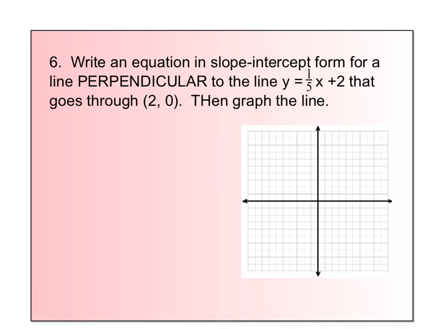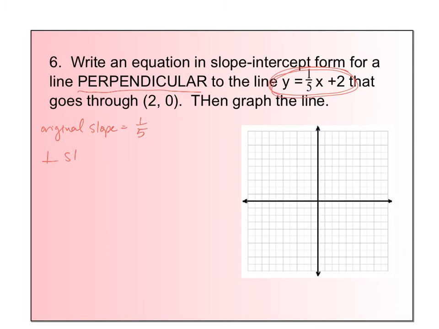Number 6, write an equation in slope-intercept form for a line that is perpendicular to the line y equals 1/5 x plus 2, and it goes through 2, 0. Then graph the line. All right, that's a lot to wrap our head around. I notice we need it to be perpendicular to this y equals 1/5 x plus 2. So the original slope is 1/5. But we need it to be perpendicular.